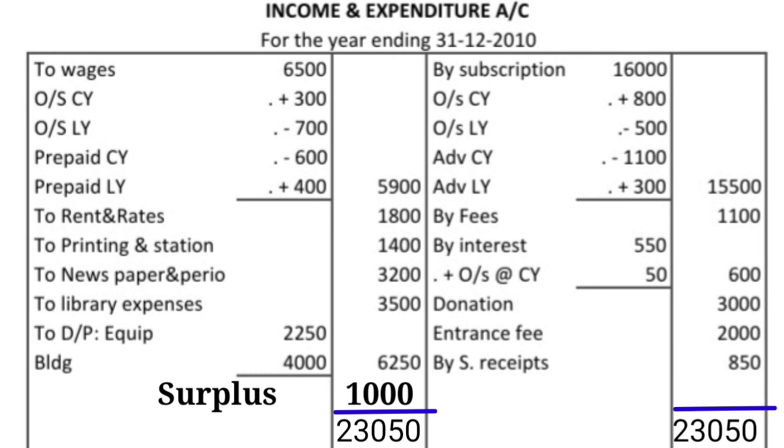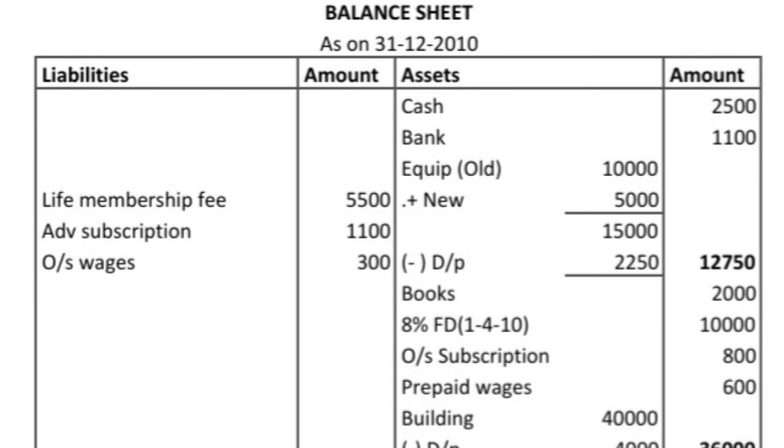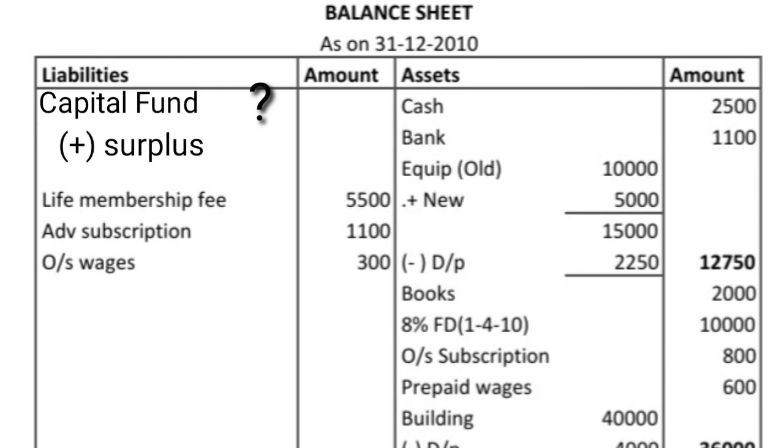Actually we will add this net profit with capital at the time of preparing final accounts, right? Here also we will add this surplus with the capital fund. So this surplus we will add with capital fund in the current year balance sheet, but capital fund is not given in this question. Later we will calculate. Okay, so I will write here capital fund. Below this, add surplus 1,000. Here the capital fund figure is not mentioned in this question.